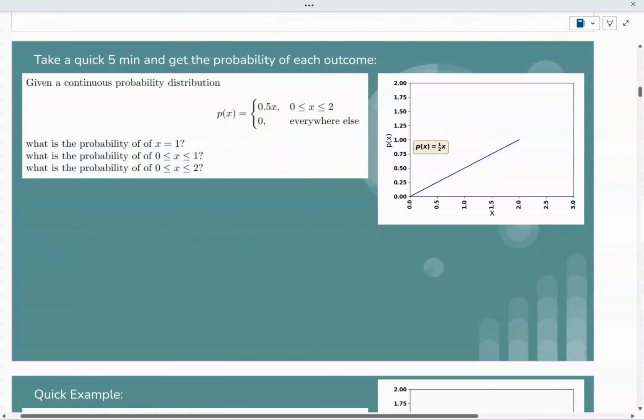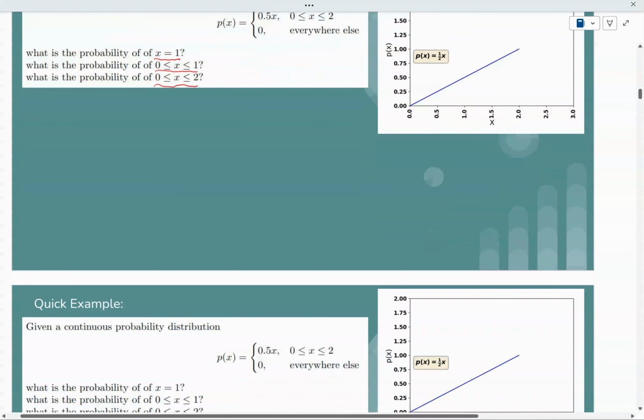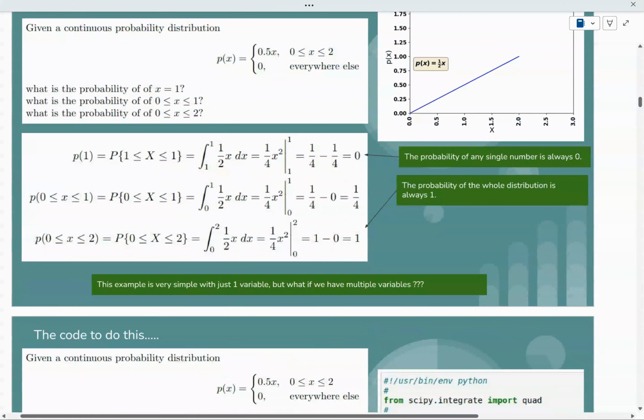So right now, what I want you to do is see if you can find it. What is the probability x equals 1? And then the probability of x between 0 and 1, and the probability between 0 and 2. So at this point, you want to pause the video. The solution is on the next page, and we are going to continue.